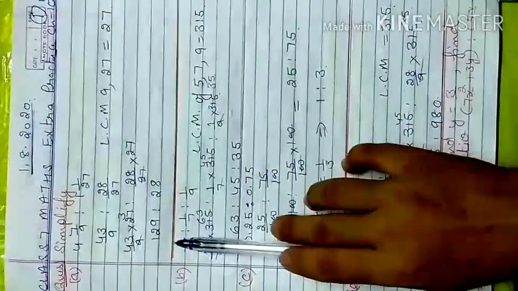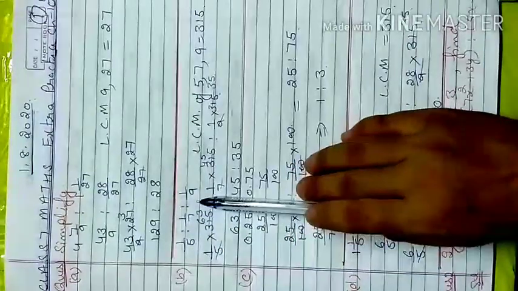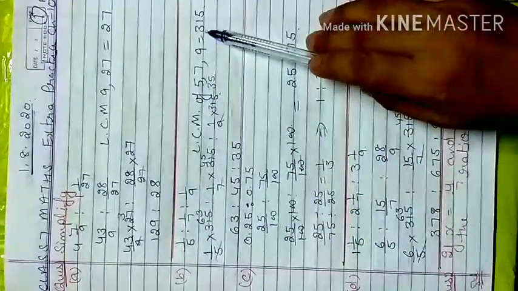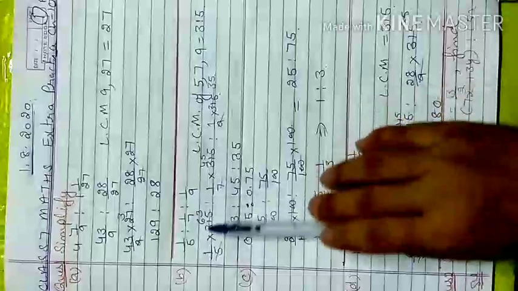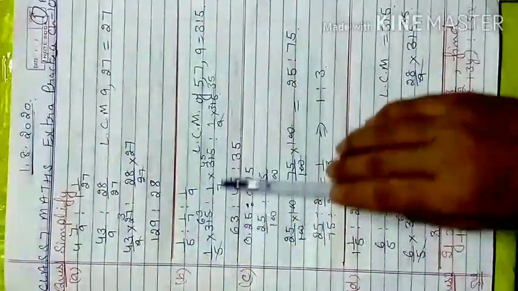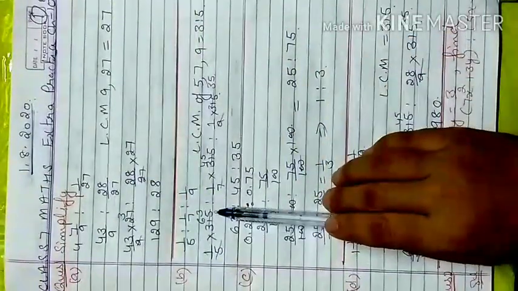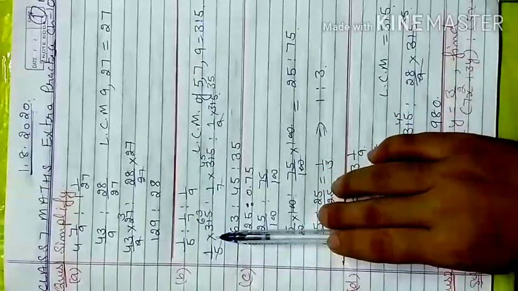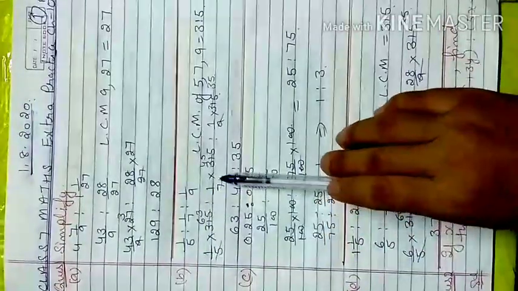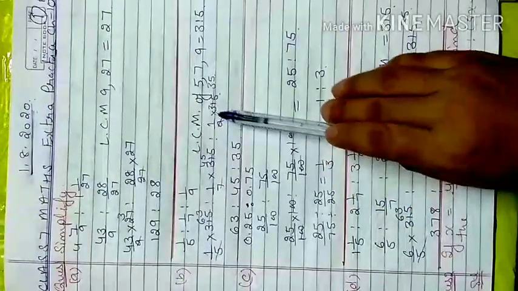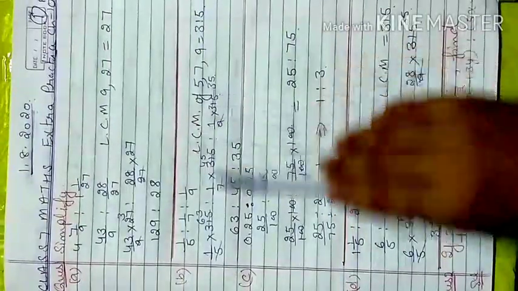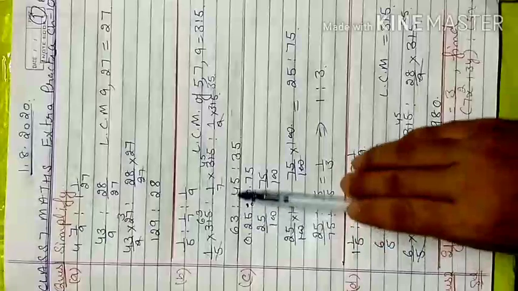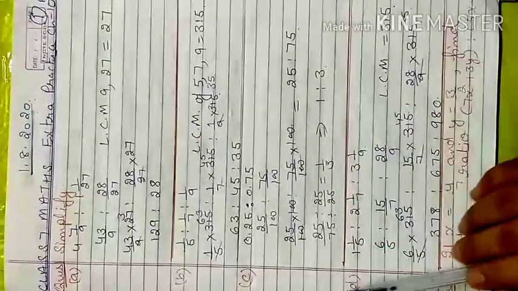Now here again 1 by 5 ratio 1 by 7 ratio 1 by 9. Find the LCM of 5, 7 and 9, which is 315. So multiply each fraction within the ratio by 315. Like 1 by 5 multiply 315, 1 by 7 multiply 315, 1 by 9 multiply by 315. That gives my required answer 63 ratio 45 ratio 35.